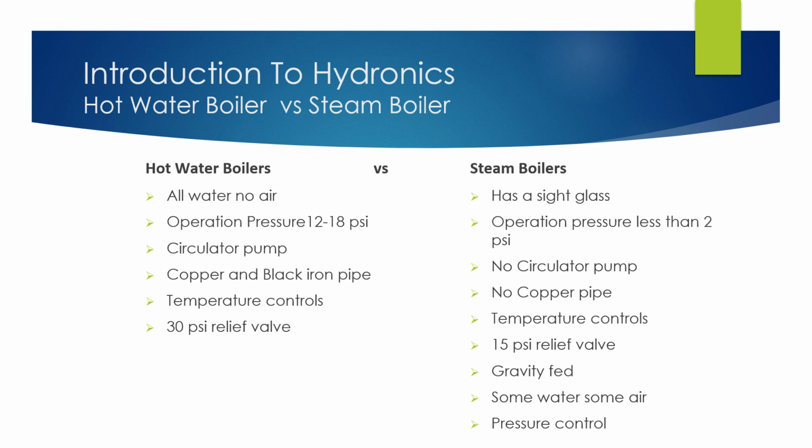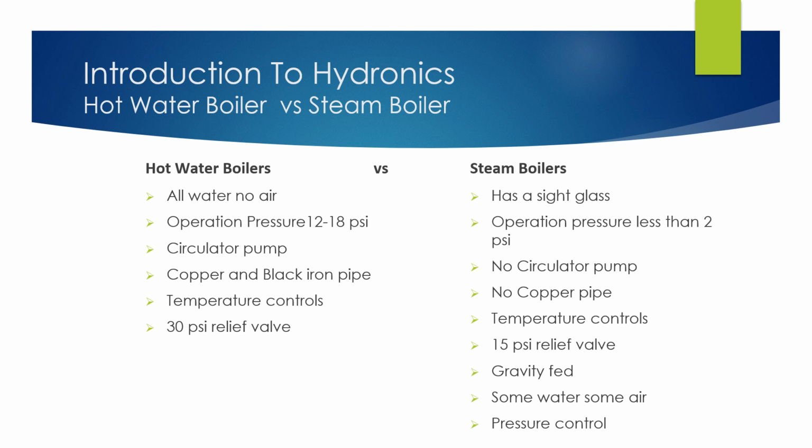Introduction to hydronics. Hot water boiler versus steam boiler. A hot water boiler has all water, no air. If you have any air, it can possibly stop the flow of the water. The hot water boiler operation pressure is from 12 psi to 18 psi. If it goes over the 18 psi, you run the risk of your pressure relief valve popping.